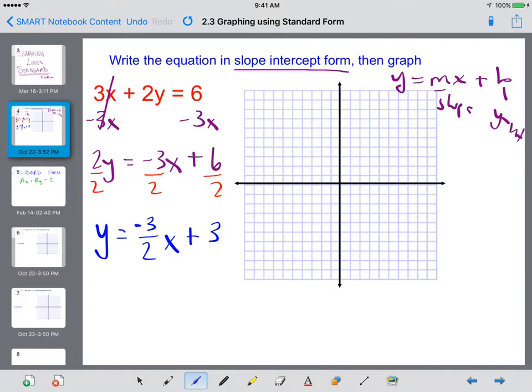So now I can plot the y-intercept at 3. And the slope is negative 3 over 2, so it's down 3 over 2. Down 3 over 2. I repeat, I go on the other side, I go up 3 to the left 2, up 3 to the left 2, and there is my line. Currently, that's how we know how to graph. Standard form, there is a method that might be a little bit faster to graph.